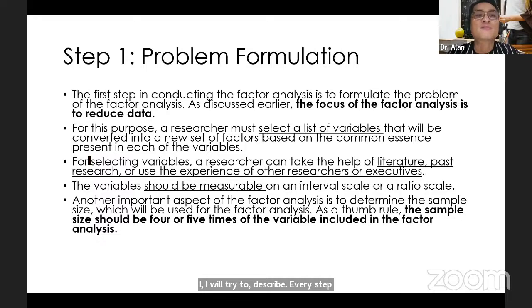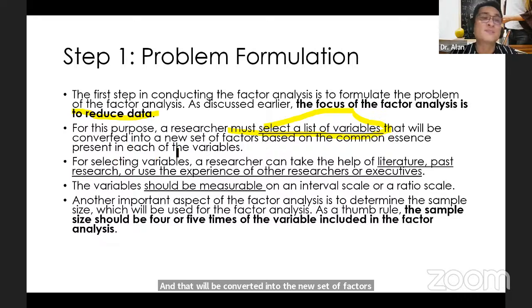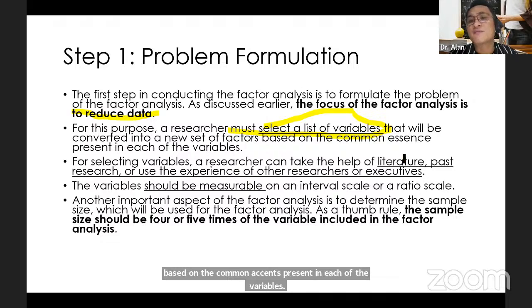Okay. So for step number 1, problem formulation, this is the very first step. We all know that we want to conduct the factor analysis. The focus is we want to reduce the data. So for this purpose, the researcher must select a list of variables, and that will be converted into new sets of factors based on the common essence present in each of the variables. For selecting the variables, researchers can take the help of literature.